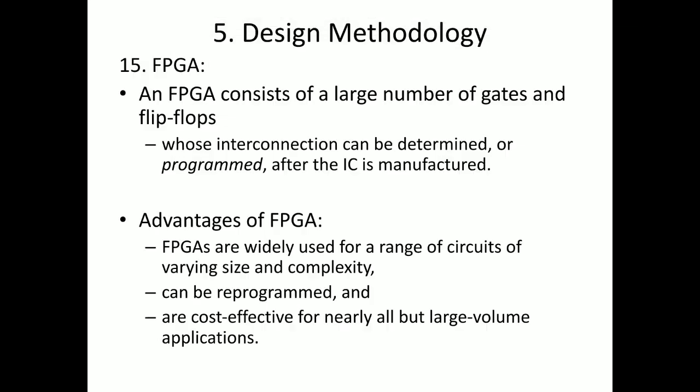For FPGA, an FPGA consists of a large number of gates and flip-flops, whereas the interconnection between the cells can be determined or programmed after the IC manufacture. In FPGA, field programmable gate arrays, after the IC has been manufactured, the interconnections between the cells can be programmed.